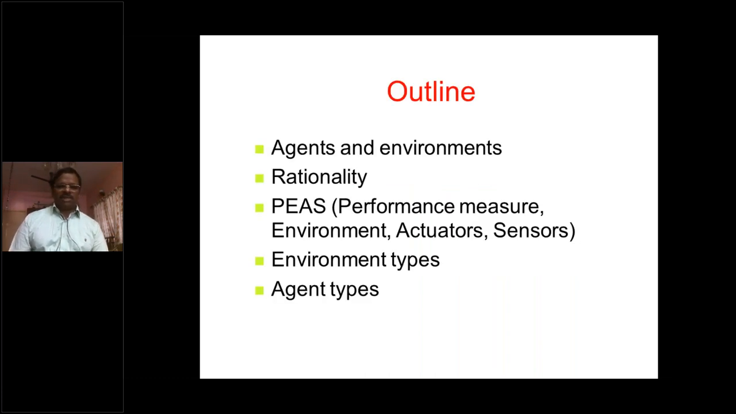Agents and environments: we can learn about rationality, PEAS, performance measure, environment, actuators, sensors. This PEAS comes many times in NET and SET exams as a question: what is the expansion of PEAS in AI? Environment types and agent types, we will discuss.